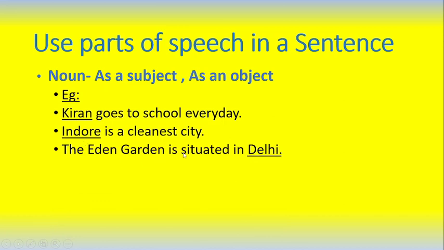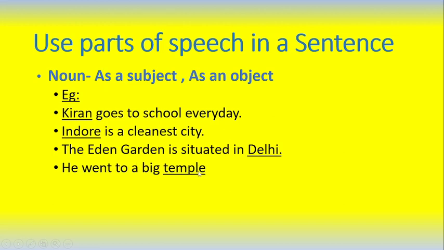The Eden Garden is situated in Delhi. Okay, again, Eden Garden is a name, so it becomes a noun. It is situated in Delhi. Delhi is a place, okay, it is a noun, it is used as an object of the sentence. He went to a big temple. See, he is a pronoun here, the subject, okay, and temple is a noun here, an object of the sentence.